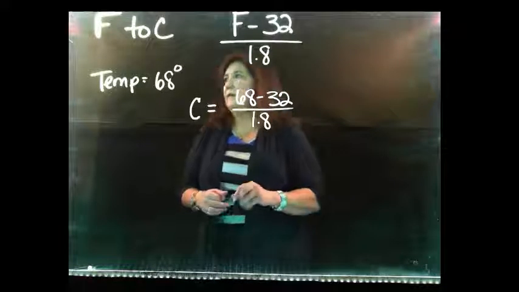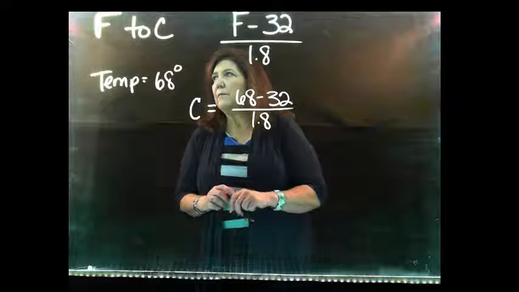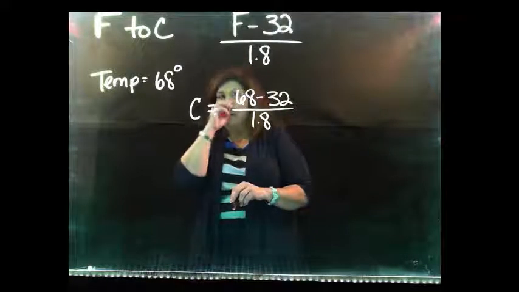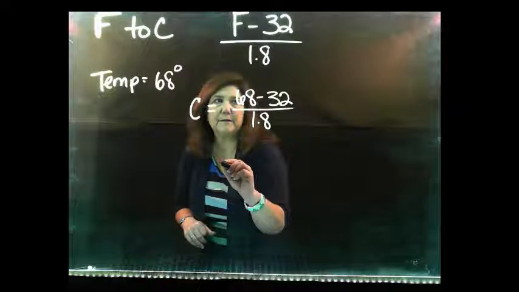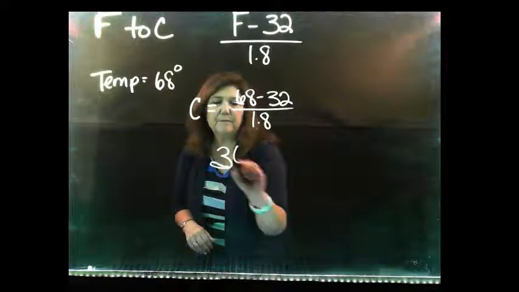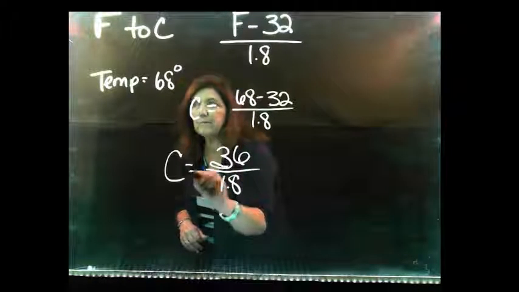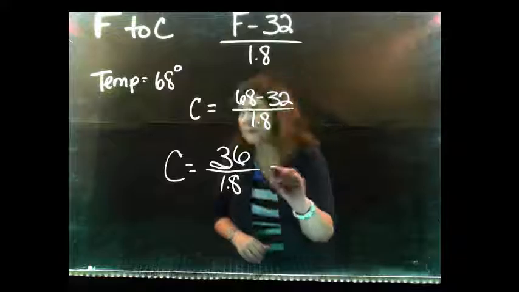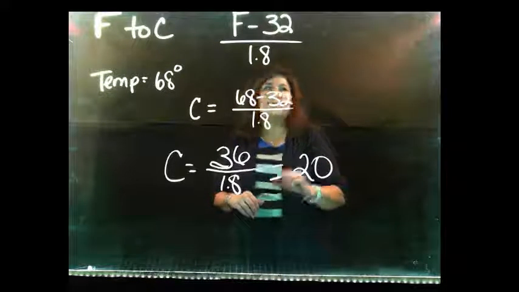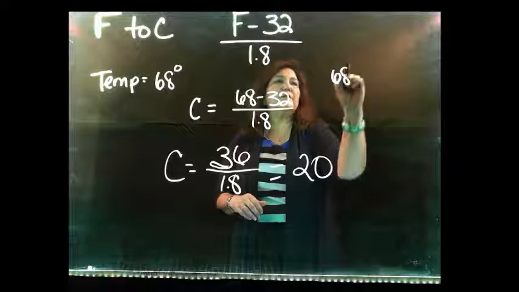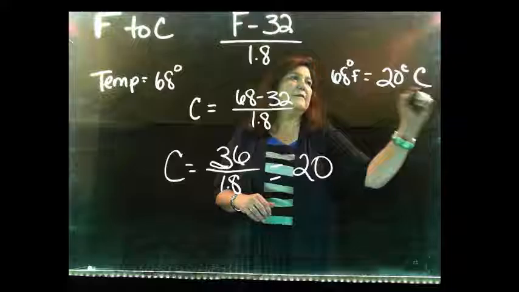So if I take 68 minus 32, that's going to give me 36 degrees, and I'm going to divide that by 1.8, which now equals 20. So my original temperature of 68 degrees Fahrenheit now is equal to 20 degrees Celsius.